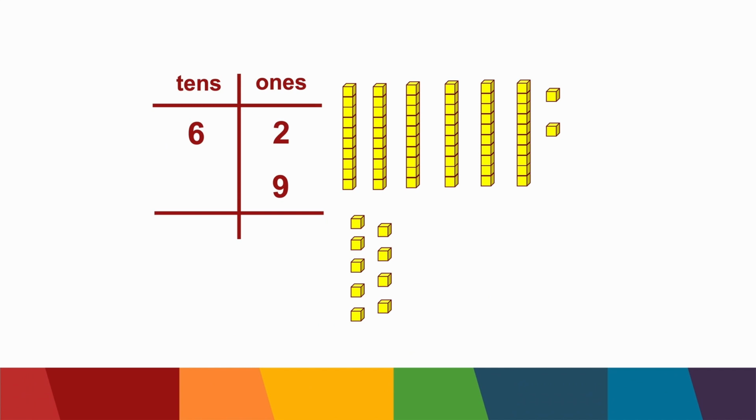Here we have 62 plus 9. We begin in the ones column. 2 plus 9 equals 11. 11 is actually 1 ten and 1 one. You give that 1 to the tens column where it belongs, and you carry that 1 down. Now we have 1 plus 6 equals 7. 62 plus 9 equals 71.